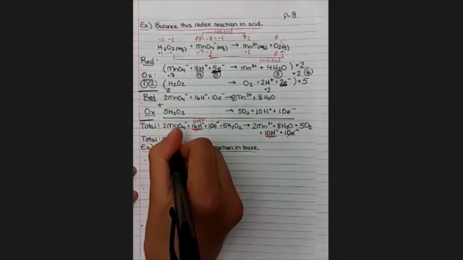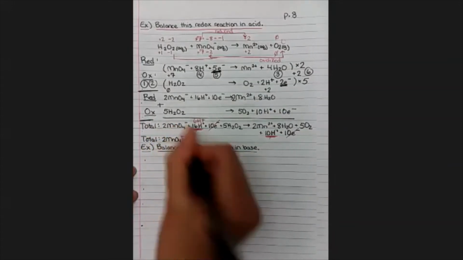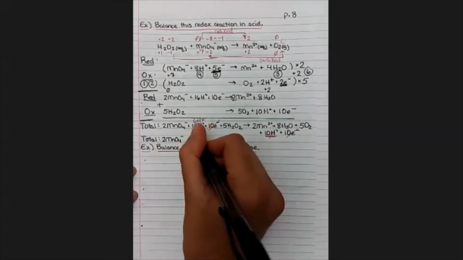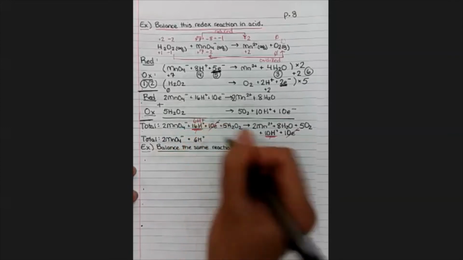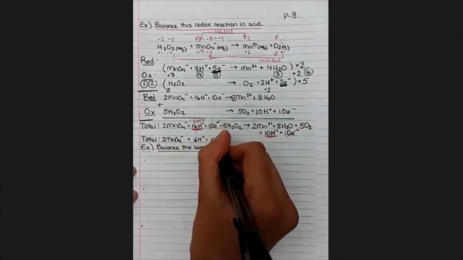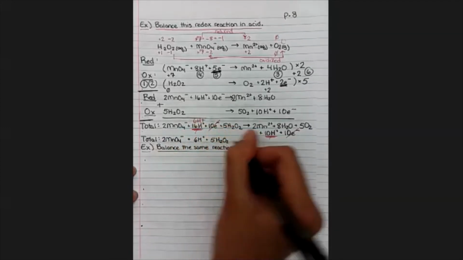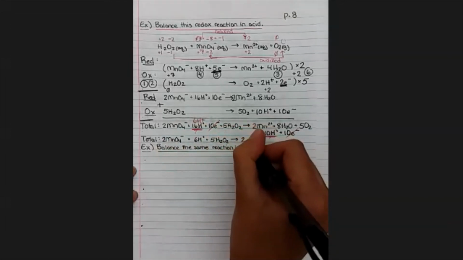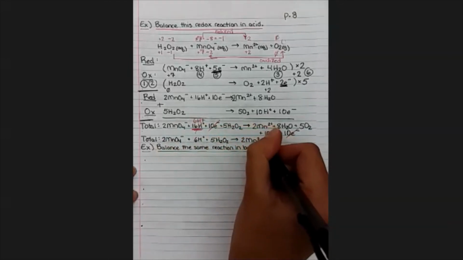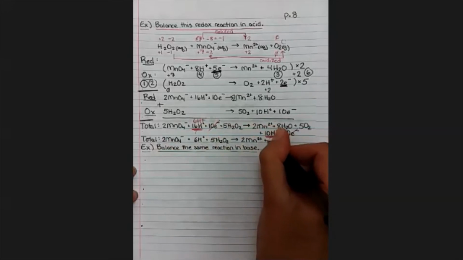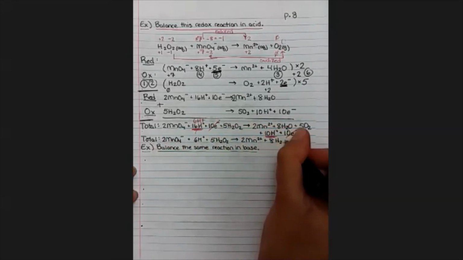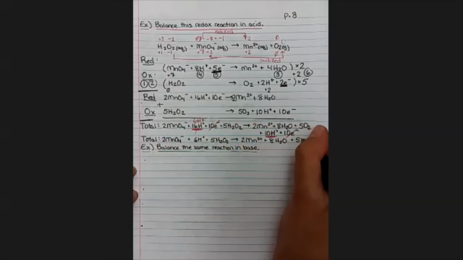So 2 manganate, 6 protons, 5 peroxides. That goes to 2 manganese 2 plus, 8 waters, and 5 oxygens.